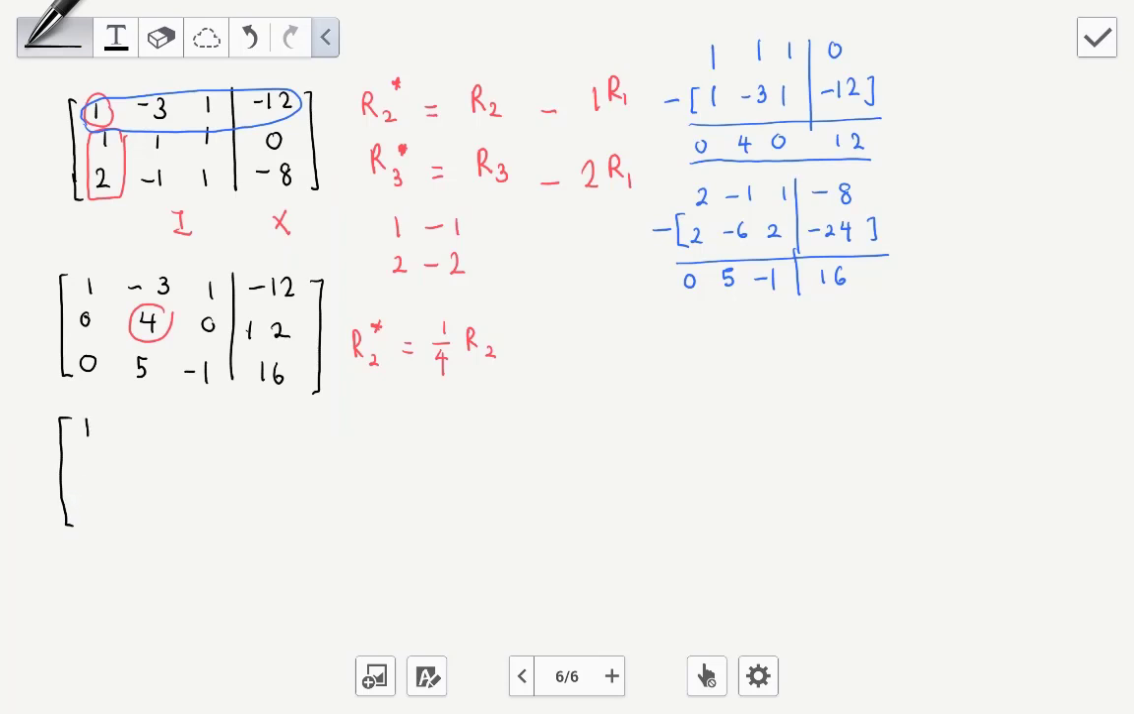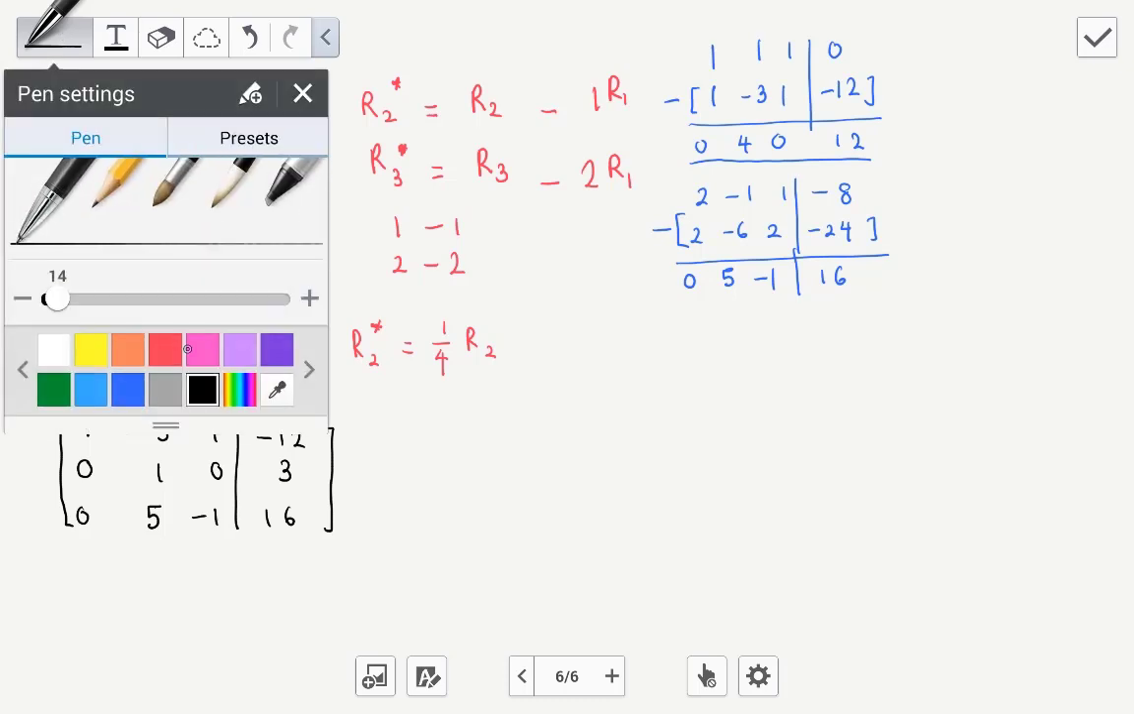So, copy your row 1: 1, negative 3, 1, negative 12. Row 2, we're going to multiply with 1 over 4: 0, 1, 0, 3. Row 3, we're going to copy as it is: 0, 5, negative 1, 16. Okay, students, we have managed to change this to 1.